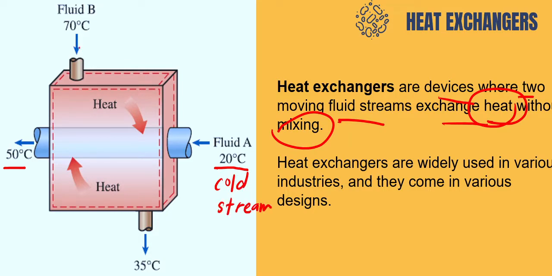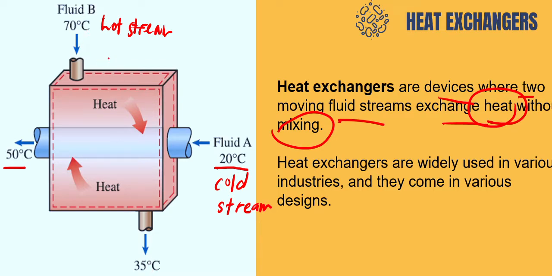And then you also have fluid B. The initial temperature is 70 and then goes to 35. So this is the hot stream that requires cooling, because we want to reduce the temperature.